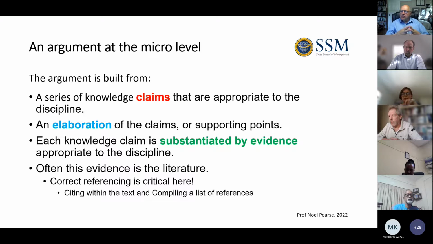Normally an argument is built from a series of knowledge claims that are appropriate to a particular discipline. The most common argumentative structure is deductive. That means you start off with a generalization or an assertion and then provide support for it. You then provide elaboration of the claims or supporting points, and each knowledge claim is substantiated by evidence. Often this evidence is the literature, but it could be research or authorities.